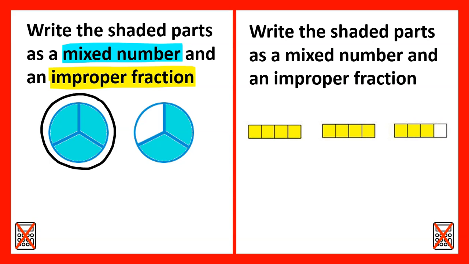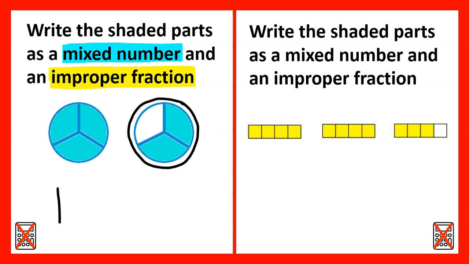We can see with this first shape we have one whole, and on the second shape we have two shaded parts from a total of 3 equal parts. So our mixed number would be 1 and 2 over 3.